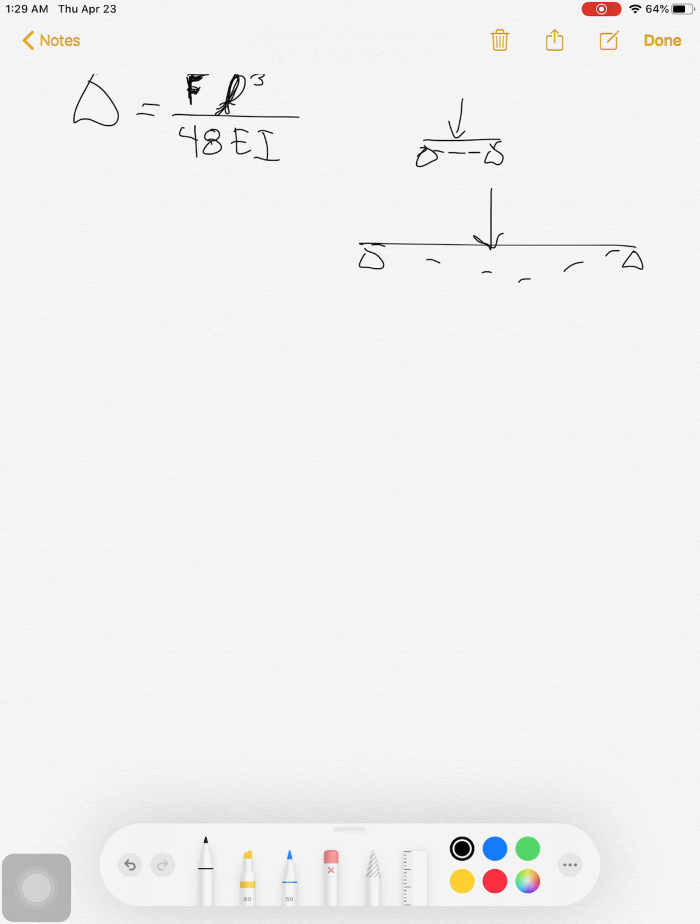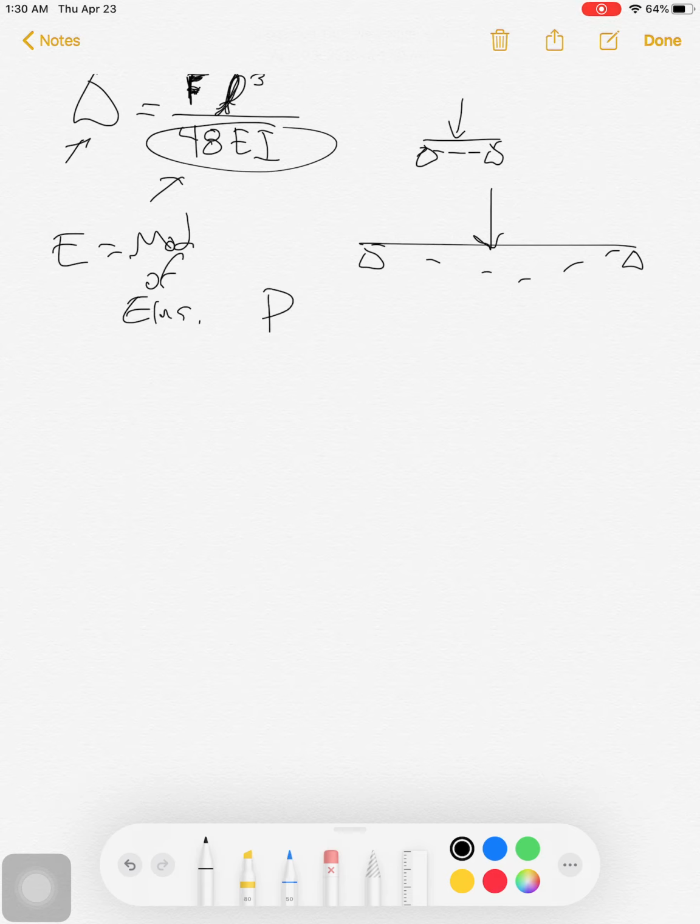Now, on the bottom of the equation, the stuff down here, the larger these numbers are, it actually makes it bend less, because as the denominator down here increases, naturally our deflection would decrease. So we have E, which is our modulus of elasticity. This is measured in pounds per square inch, and usually it depends entirely upon the material.